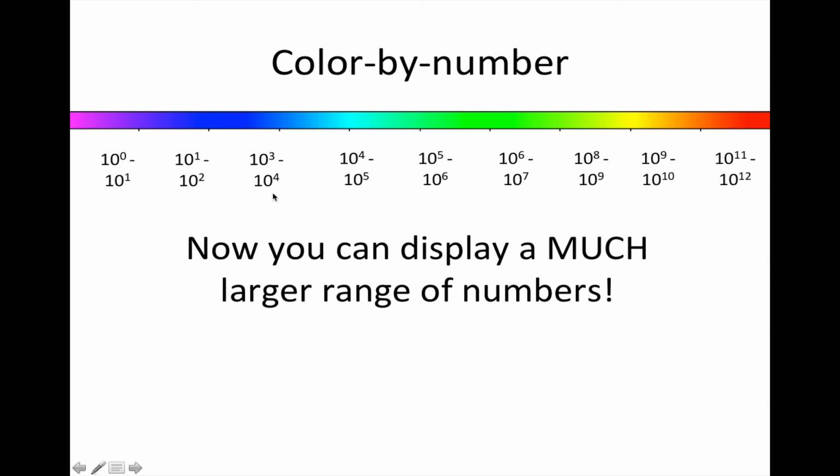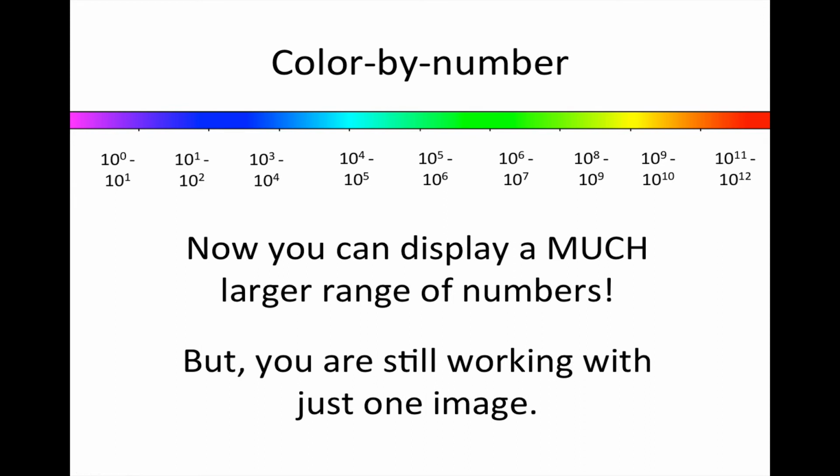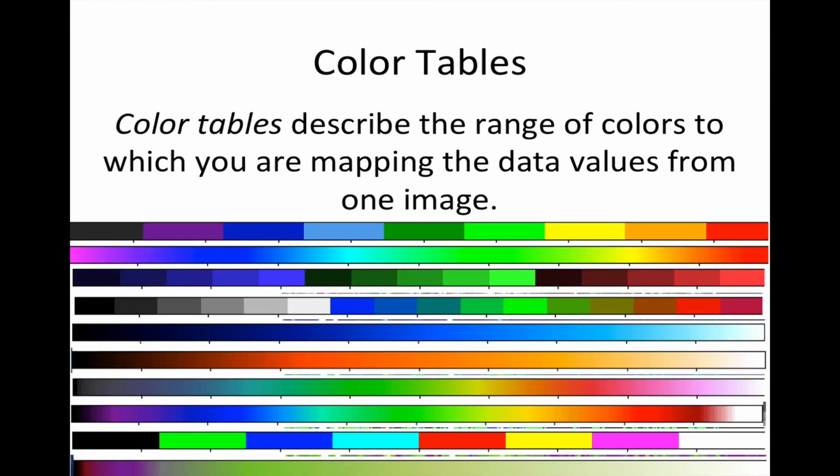So now I can display a much larger range of numbers than I could before, because I'm going from 10 to the 0 to 10 to the 12. So that's a huge range of numbers. But at the end of the day, I'm still just working with one image here. I can use any color table I want. So the term color table describes the range of colors to which I'm mapping the data values from one image.